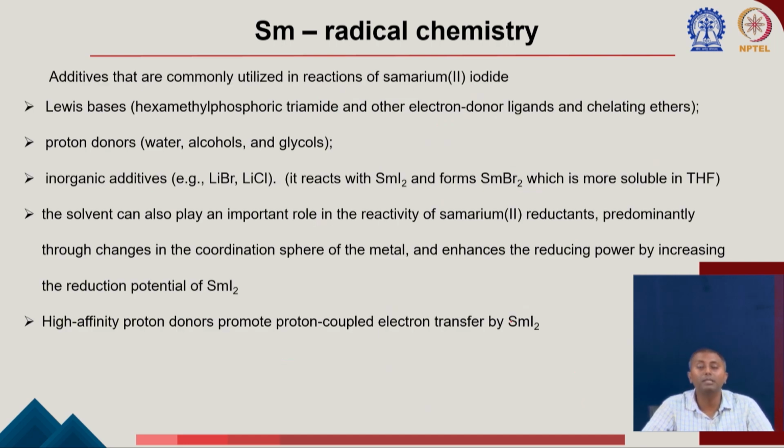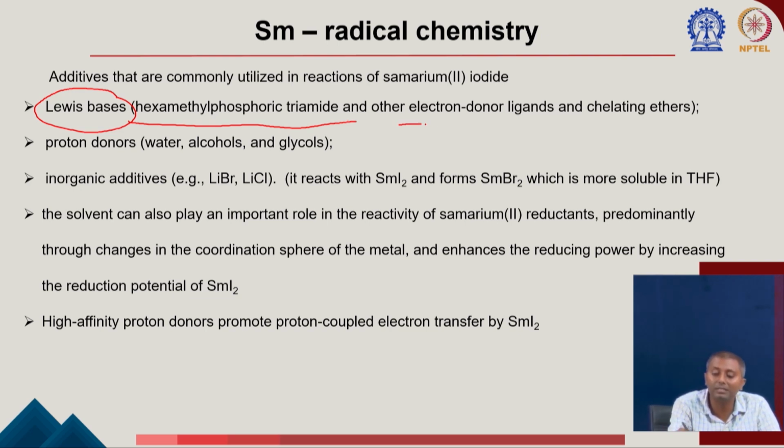First I am going to talk about the different types of additives. Of course samarium forms a complex with THF, as you see, samarium iodide THF complex. Now people have also used different types of additives, so let's talk about them. One is the Lewis bases. One of the important ones often used with samarium is HMPA, hexamethylphosphoric triamide. These are electron donor ligands or chelating ligands which form a complex with the samarium. I am going to talk about them in later slides.